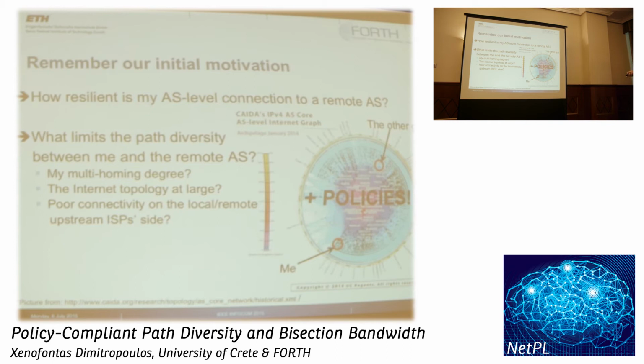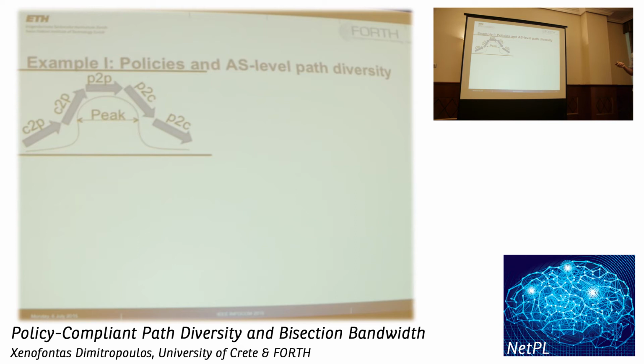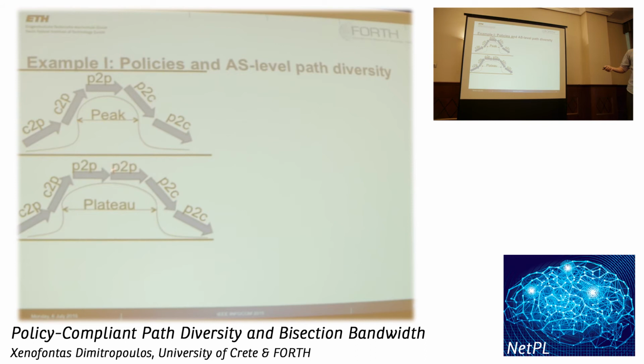Okay, and we will compute two policy models. A policy model where we have valley-free routing, as well as a more relaxed policy model, where at the top we allow multiple peer-to-peer links to be crossed one after the other.